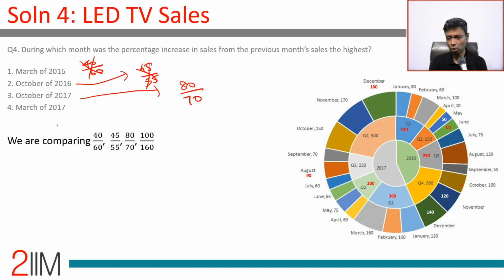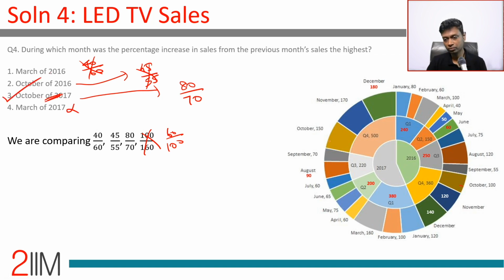Fine. March 2017. March of 2017 is this number. It is 100 to 160. It's an increase of 60 by 160. 60 by 100. Not this number. This number is written down incorrectly. 60 by 100, from 100 to 160. It's an increase of 60 on a base of 100. This is also less than 1. The only number that's greater than 1 is October 2017.